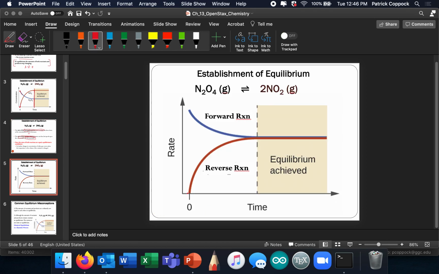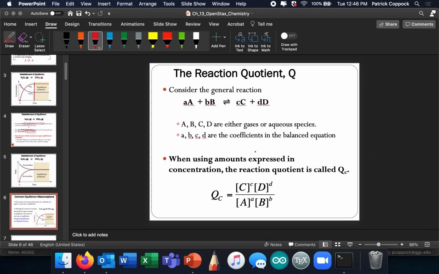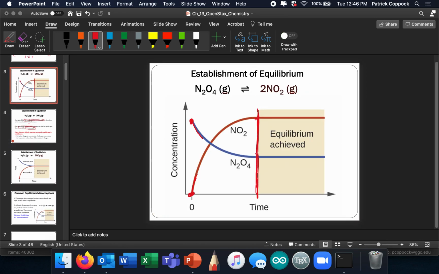All right, so this is how we might say that in a graph. The reverse reaction starts out at 0 because there is no NO2 at the beginning, so you're not going to have any of the reverse reaction if you don't have any of it. But once we start getting more NO2, then the rate of the reverse reaction starts going up. And it turns out the rate of the forward reaction starts going down. And then when the rates are equal to each other, we say we are at equilibrium, okay?